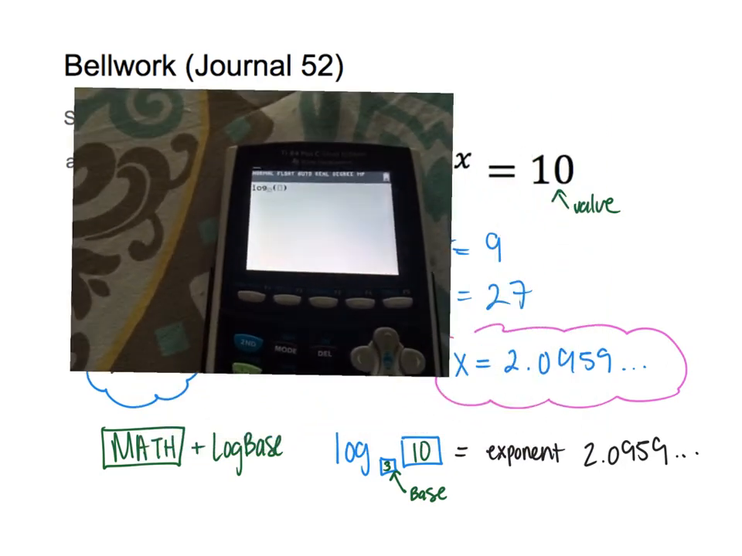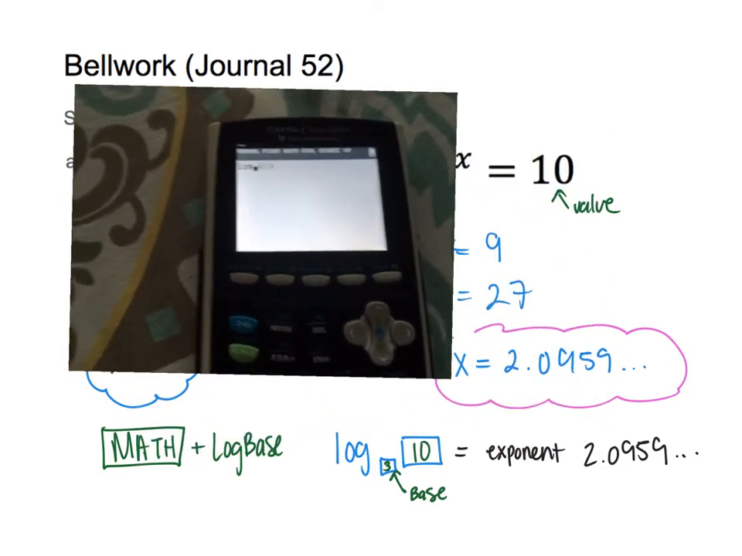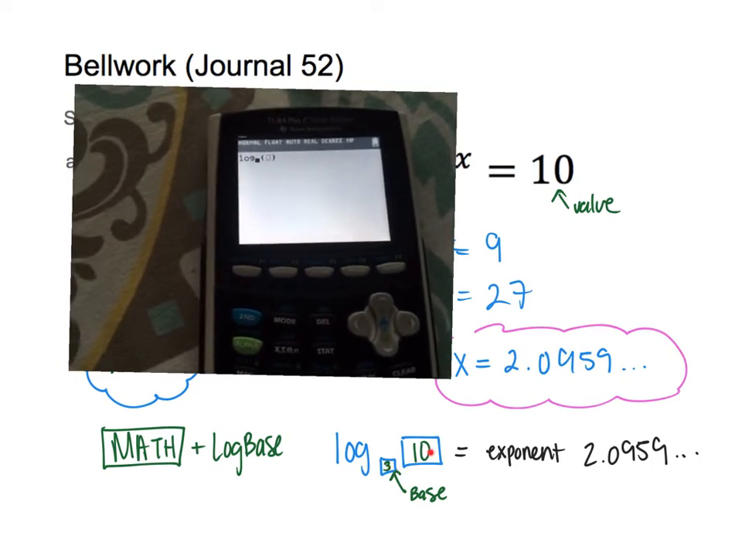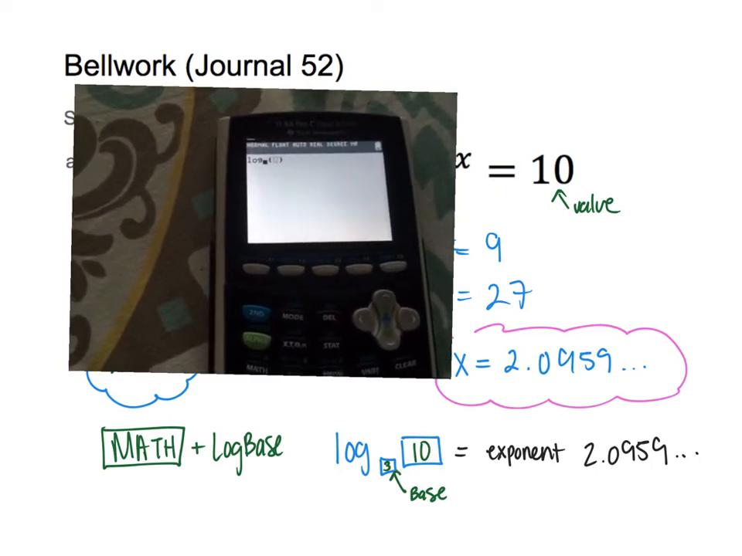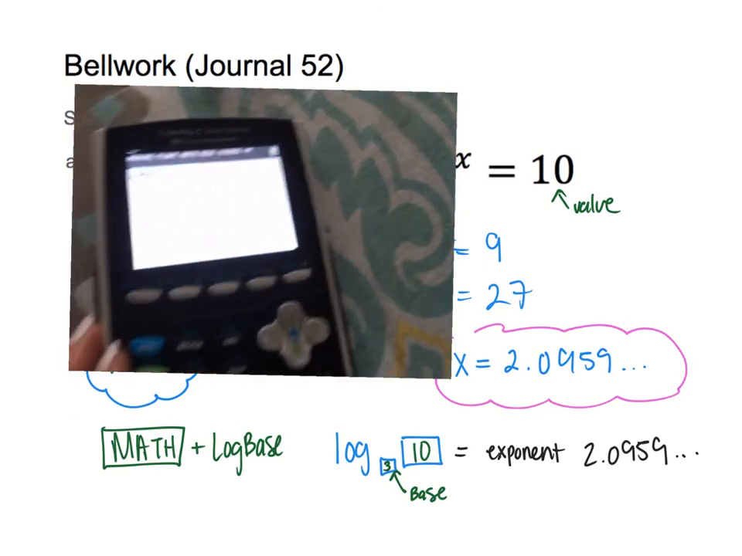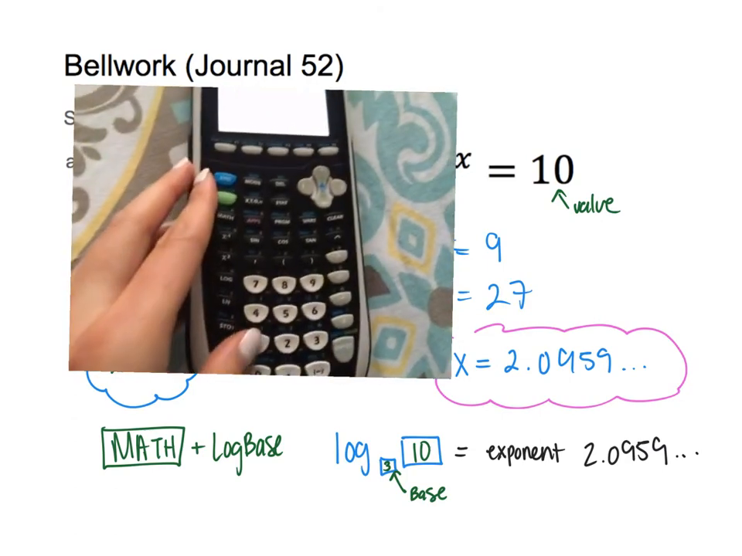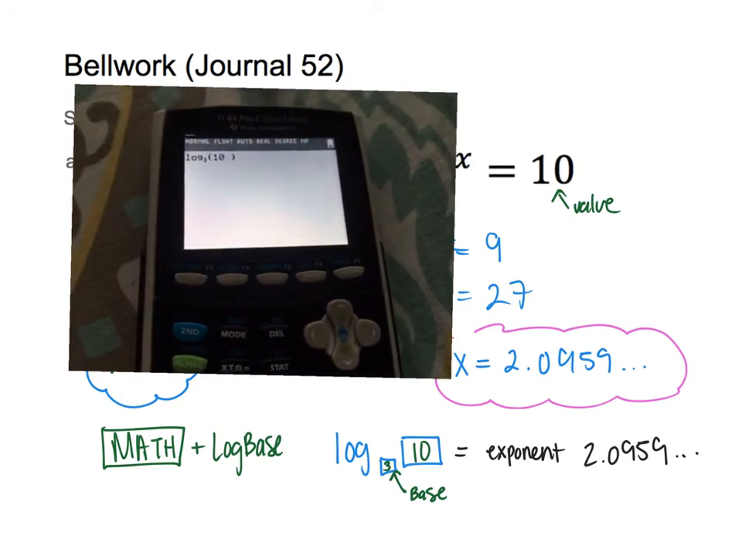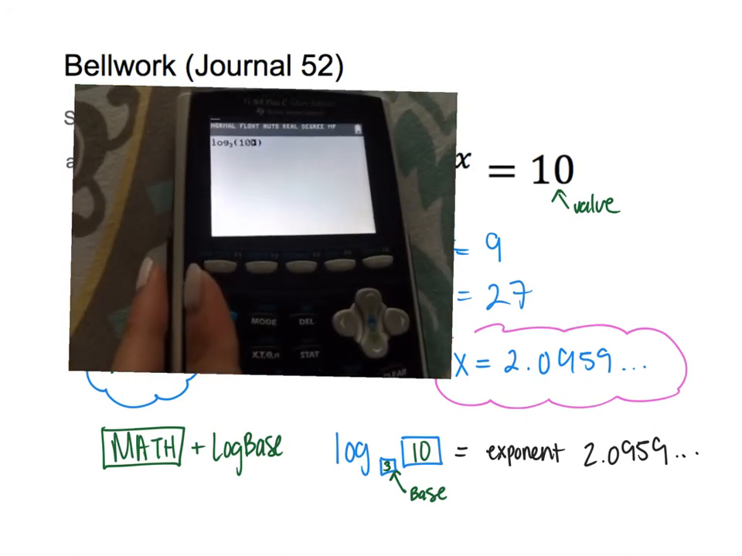So let me scoot this over to the side. There we go. And so you can see my base here is 3, and my value that I want to stick inside the parentheses is a 10. So I'm going to put 3, and then inside the parentheses, I'm going to put in a 10. There we go. So that's what it looks like, and I'm just going to hit enter.